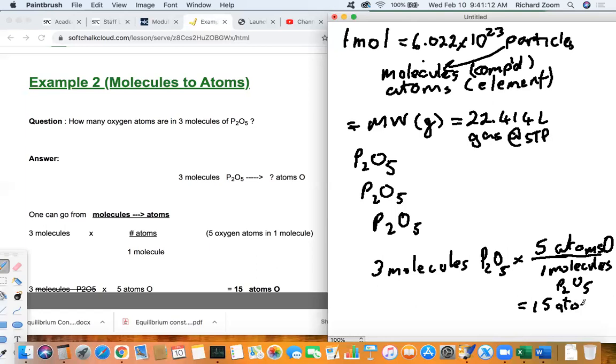Since the 5 is a counting number, so is the 3, then this is not subject to significant figures. Does anybody have any questions? Okay.